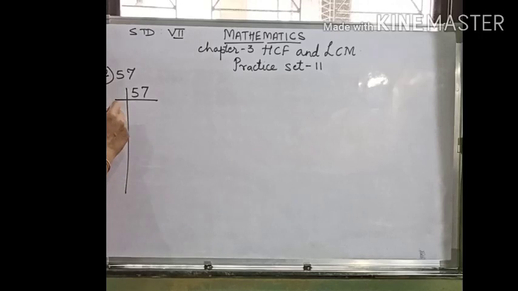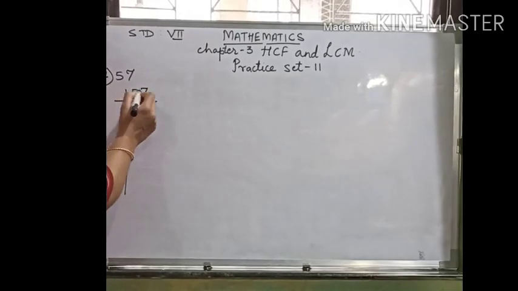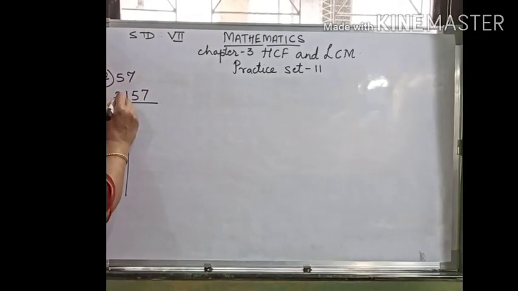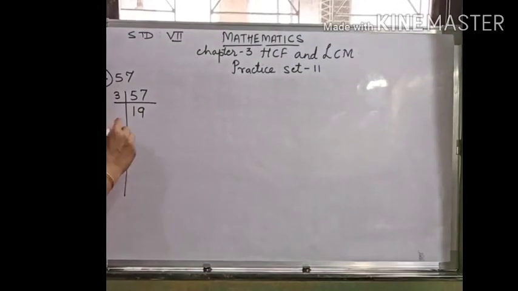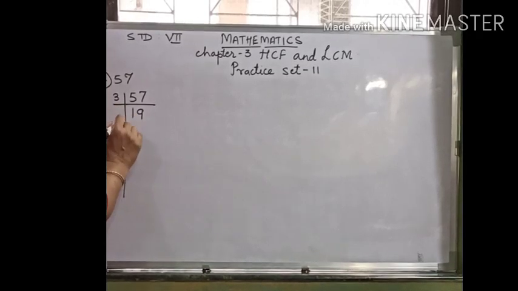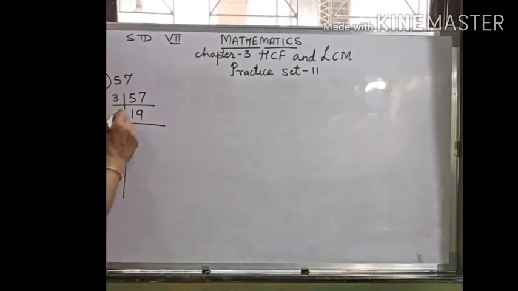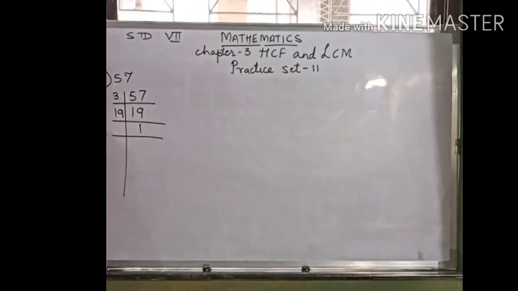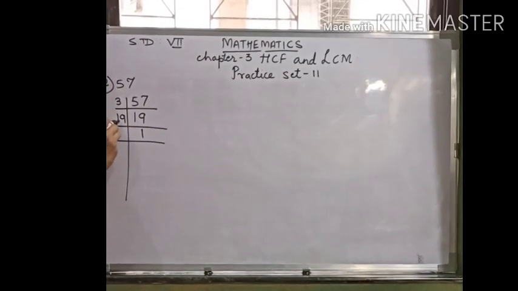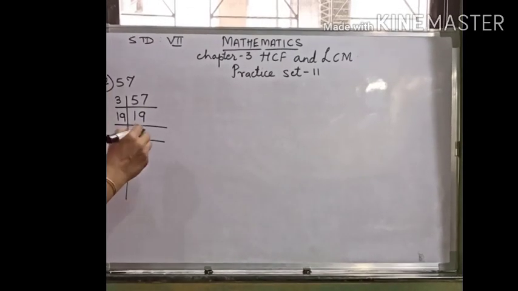Is it divisible by 3? Yes, it is divisible by 3. 3 multiplied by 19 is 57. Now 19 is a prime number. It is not divisible by any number. So we will write 19 ones are 19. So 3 and 19 are the divisors of 57.